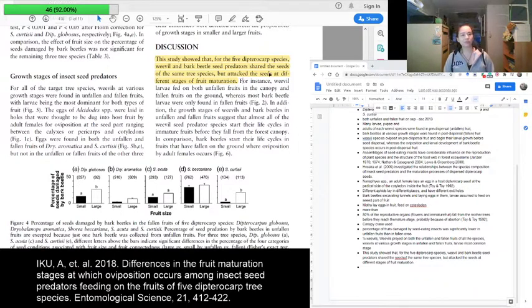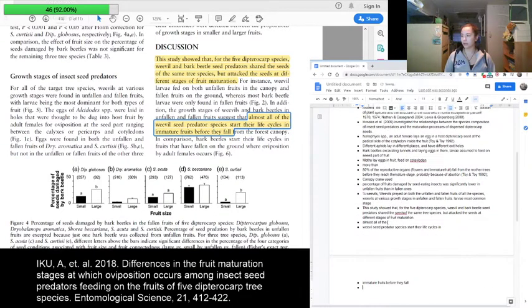I'm doing it. So for instance, weevil larvae fed on both unfallen fruits in the canopy and fallen fruits on the ground, whereas most bark beetle larvae were found in the fallen fruits. In addition, the growth stages of weevils and bark beetles in unfallen and fallen fruits suggest that almost all of the weevil seed predator species start their life cycles in immature fruits before they fall from the forest canopy. So most of them actually start the cycle before they fall. Let's highlight that, and we'll sheet that over here for now as well.